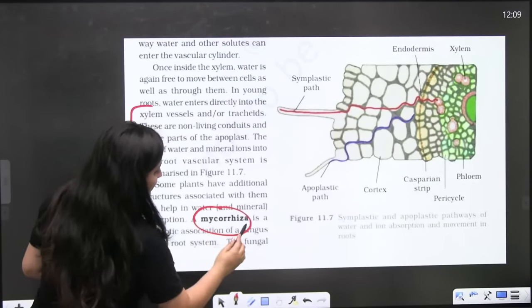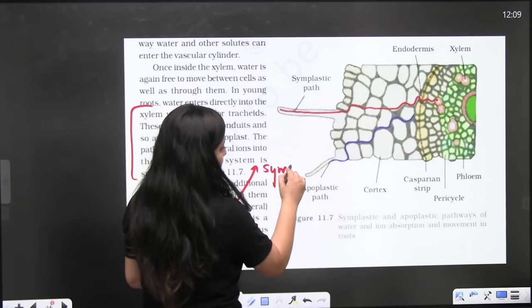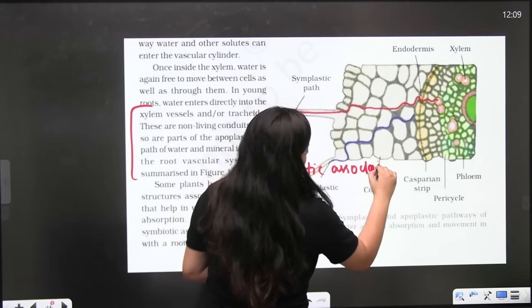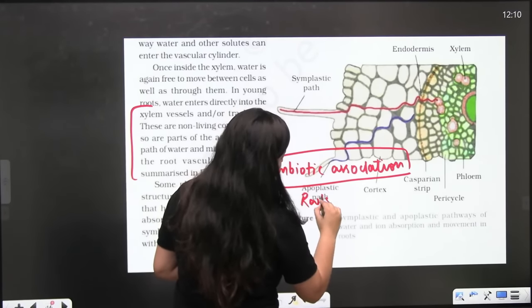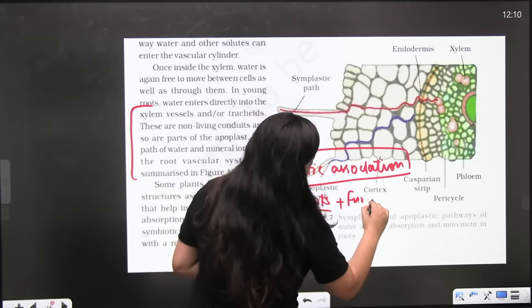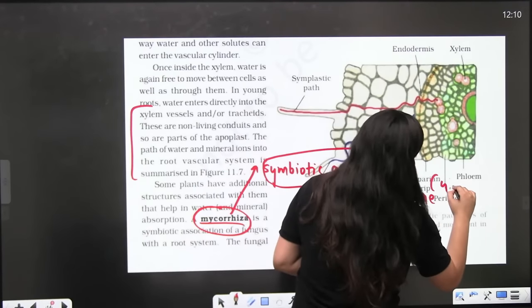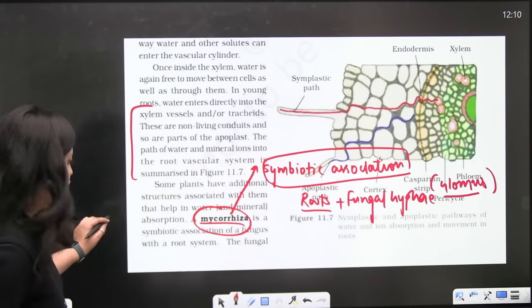I'll explain one more thing, that is mycorrhiza. I hope you all remember the mycorrhiza, which is a symbiotic association in between the roots of the higher plants plus fungal hyphae. And if you remember, that fungus is basically the glomus. Clear? The glomus it is.